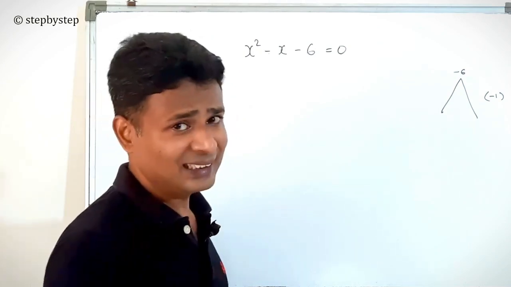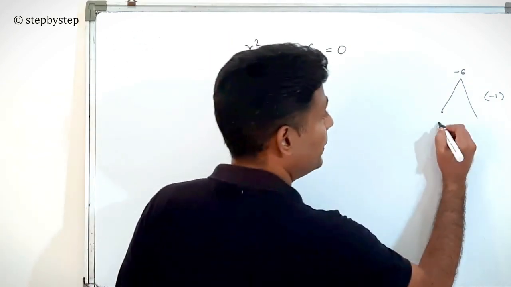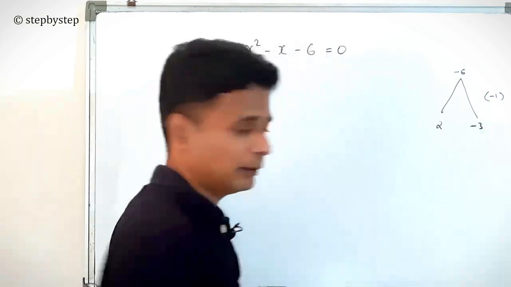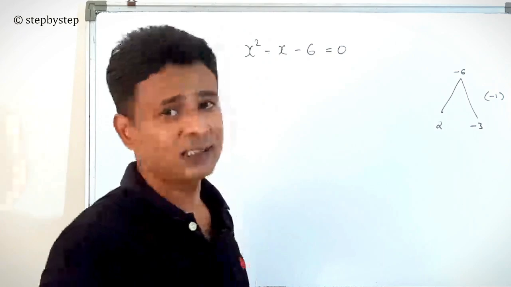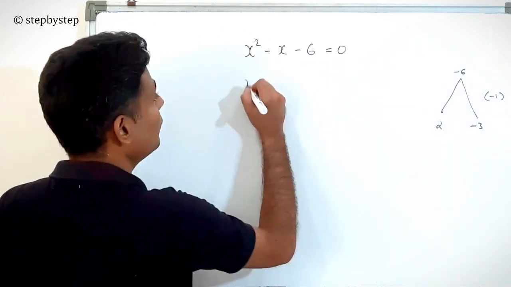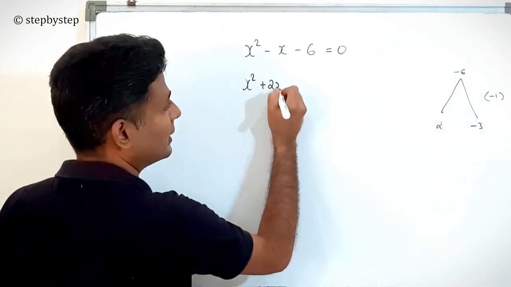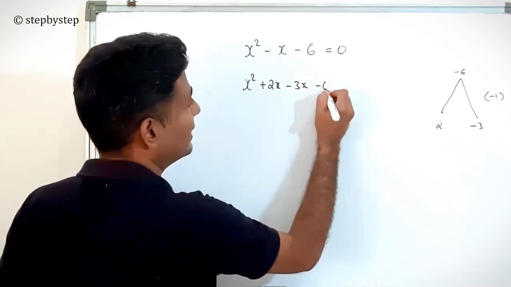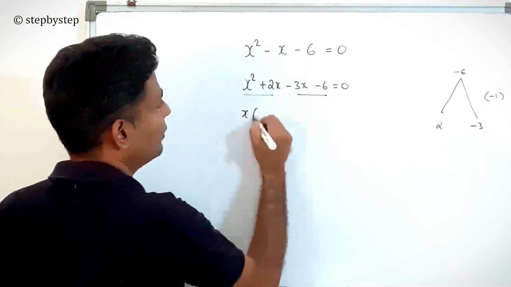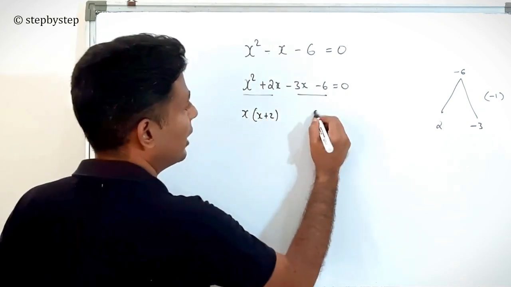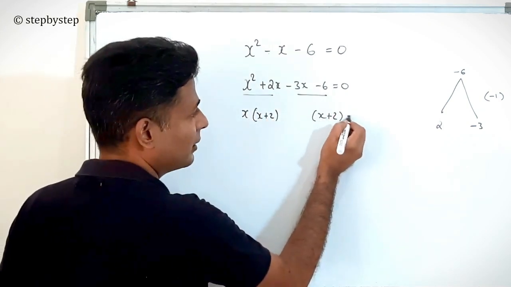3 into 2 is 6, but we need minus 6. So it will be 2 and minus 3. 2 into minus 3, minus 6. 2 minus 3, minus 1. So we split it: plus 2x minus 3x minus 6 equal to 0. I pair these two. Now x is common, which means I need x plus 2. Here also I should get x plus 2.